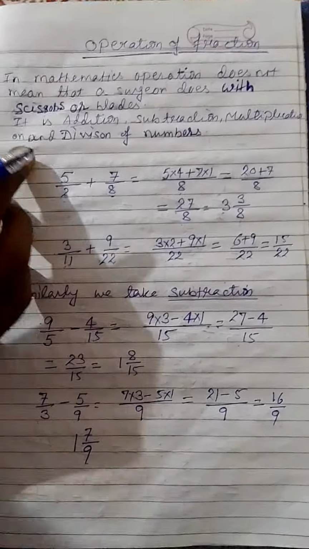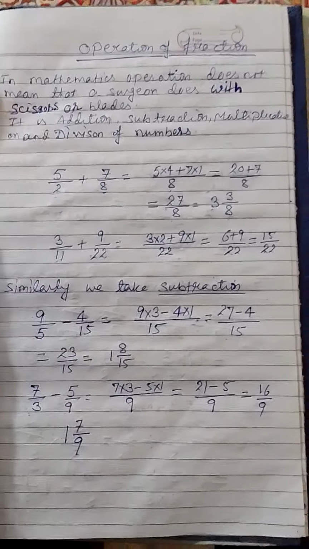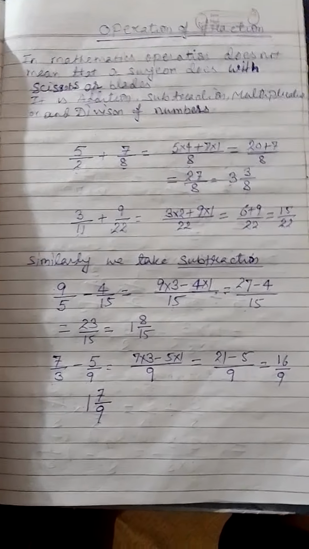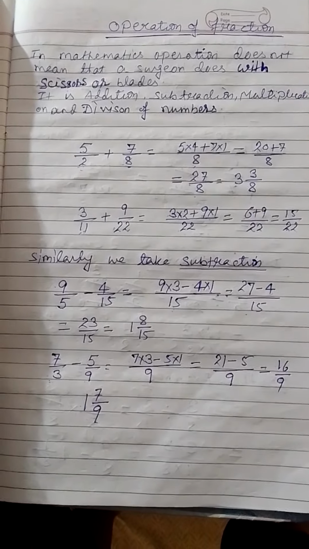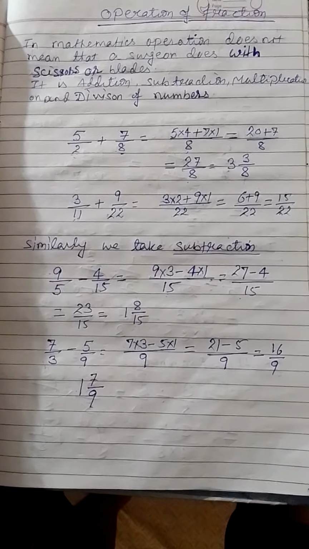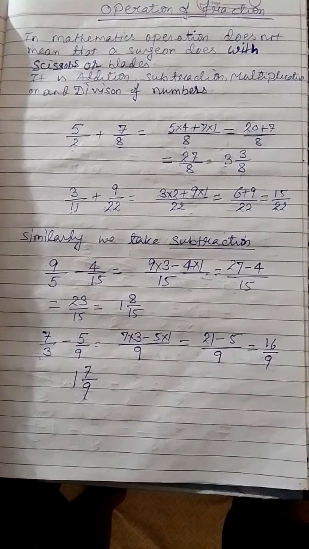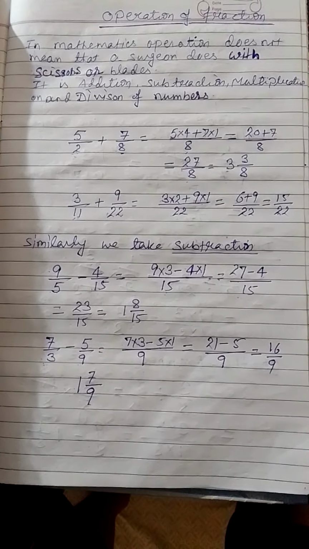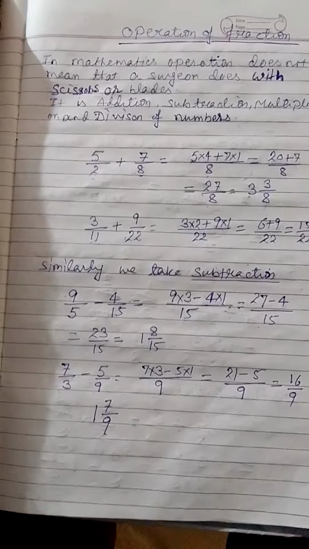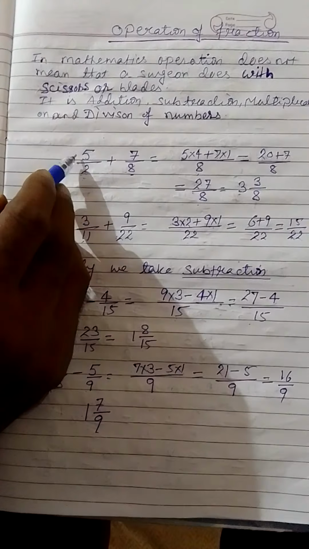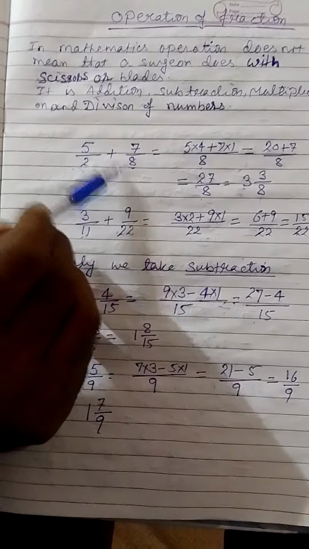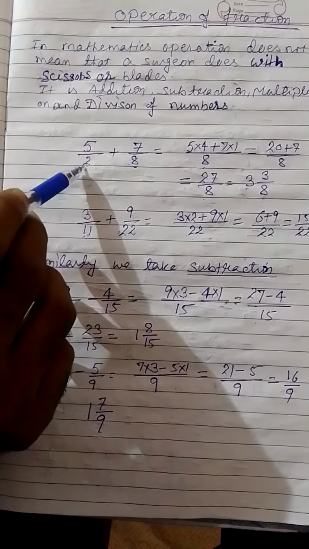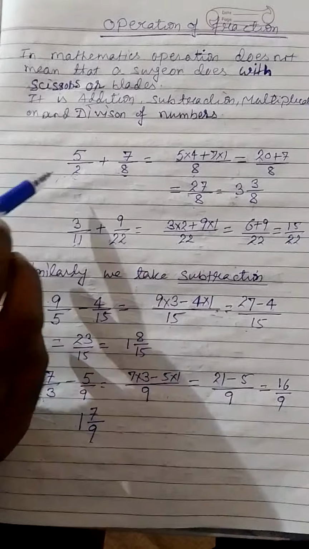So students, let's study operation of fractions. So we learn here what is the addition of fractions, how we subtract fractions, and the multiplication and the division of fractions. For this I have taken a very simple example. 5 by 2 is a fraction, again 7 by 8 is a fraction, and now we add these two fractions. And how do we add?